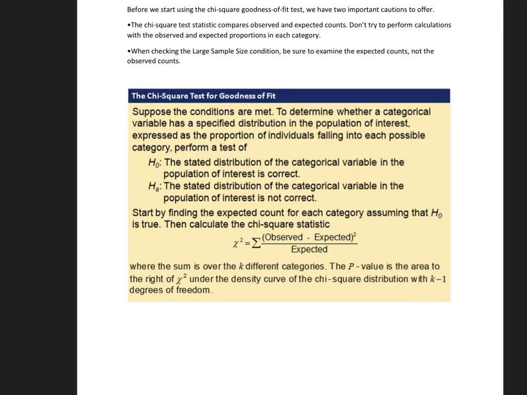So, suppose the conditions are met. To determine whether a categorical variable has a specified distribution in the population of interest, expressed as the proportion of individuals falling into each possible category, our null hypothesis is that the stated distribution is correct, and the alternative hypothesis is that the stated distribution of the categorical variable in the population of interest is not correct. I'm going to start by finding an expected count for each category, assuming that the null is true, and then I'll calculate my chi-squared statistic with n minus 1 degrees of freedom.